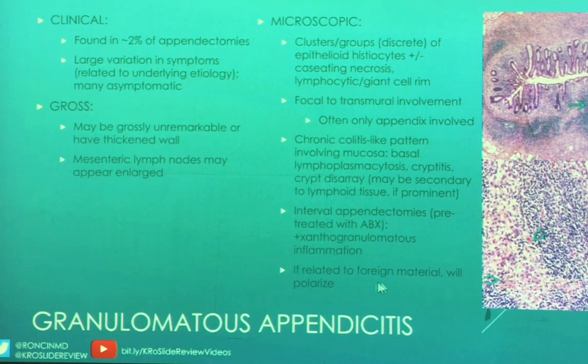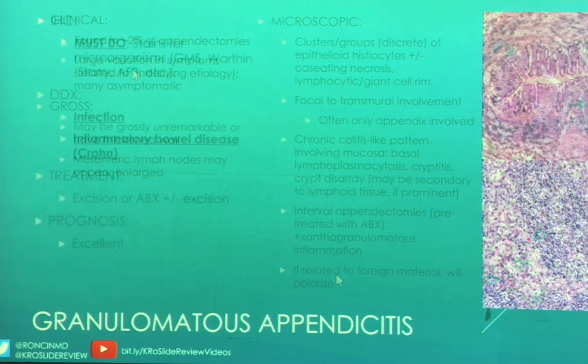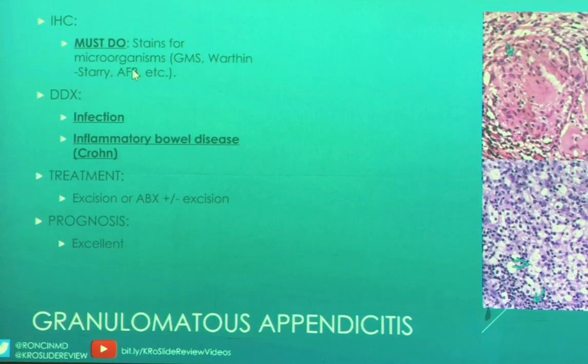This can also occur due to foreign material, and if there's foreign material present, it will polarize. So if you have granulomatous appendicitis, you must stain for microorganisms. So whether this is GMS, Warthin-Starry, an AFB, etc., you should stain for those kinds of things because you want to make sure that's not due to some organism, in which case that's how you would treat this patient.